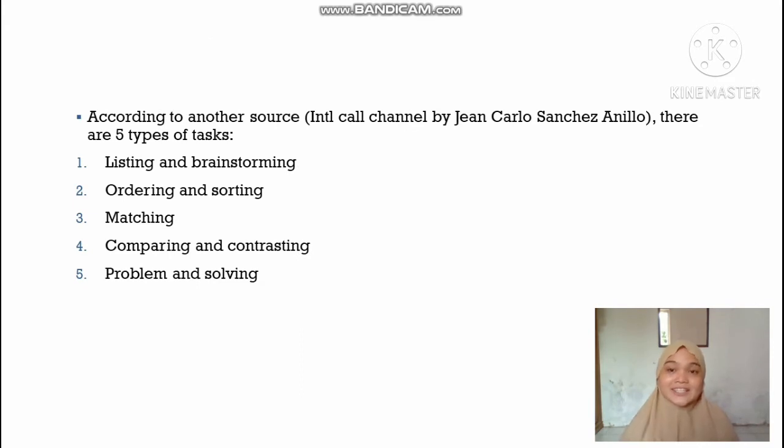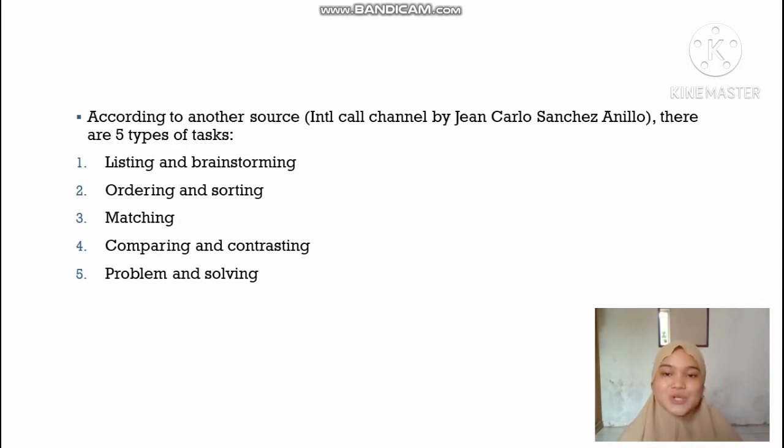And according to another source from the channel by Giancarlo Sanchez Anilo, there are 5 types of tests. First is listing and brainstorming. For example, a teacher gives a topic to the students, and the students have to list what is included in the topic.